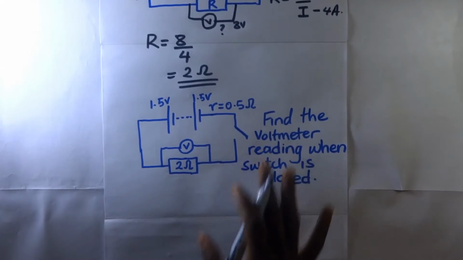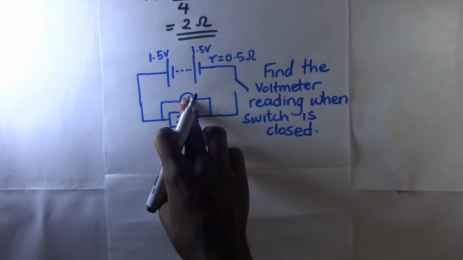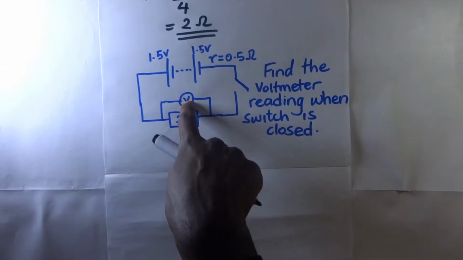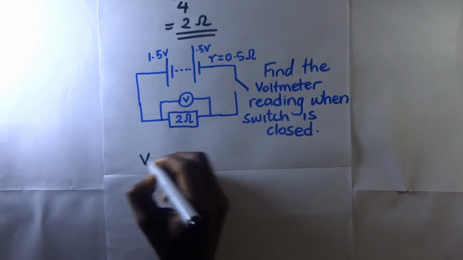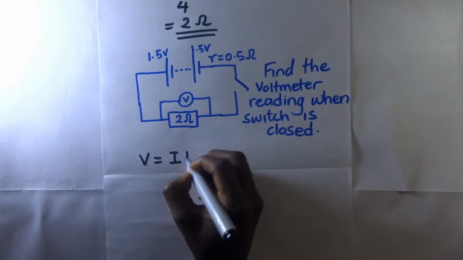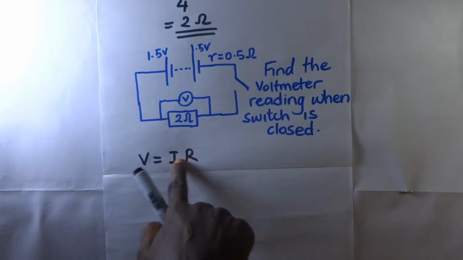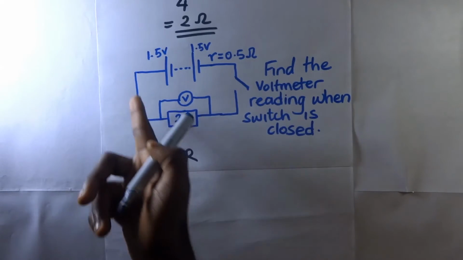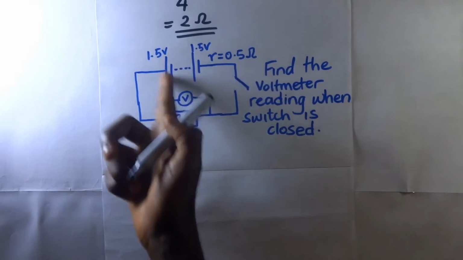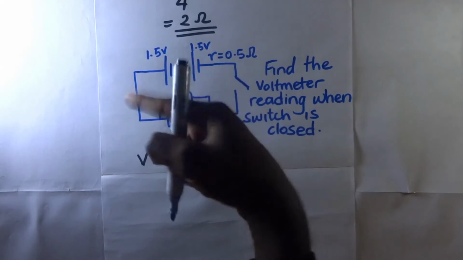We get to the next number. They're telling us to find the voltmeter reading when the switch is closed. When we close this switch, what is the voltmeter reading, or what is the voltage across this resistor? Voltage is going to be equal to current times the resistance. Now we know that the resistance is 2 ohms, but we do not know the current going through this. The current going through here is supplied by the battery in the circuit. So we shall get the current through the whole circuit.